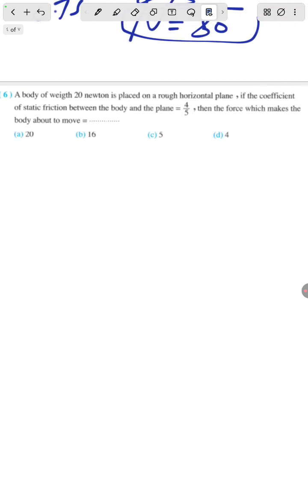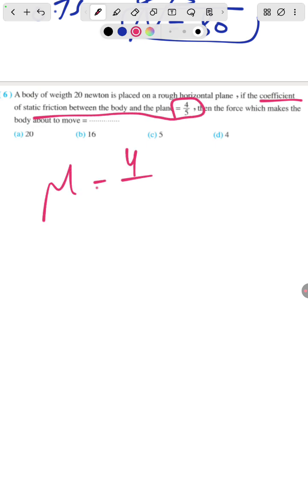Number 6. A body of weight 20 Newton is placed on a rough horizontal plane. If the coefficient of static friction between the body and the plane is 4 over 5, then the force which makes the body about to move. Since the body is about to move, I have the coefficient of static friction 4 over 5. I have mu equals 4 over 5.